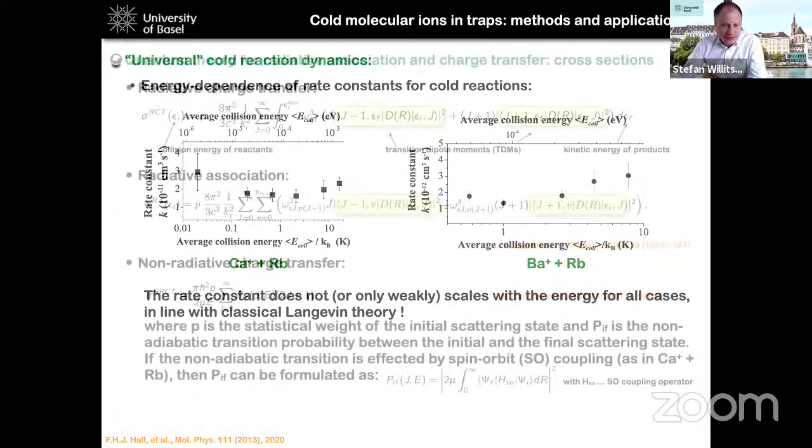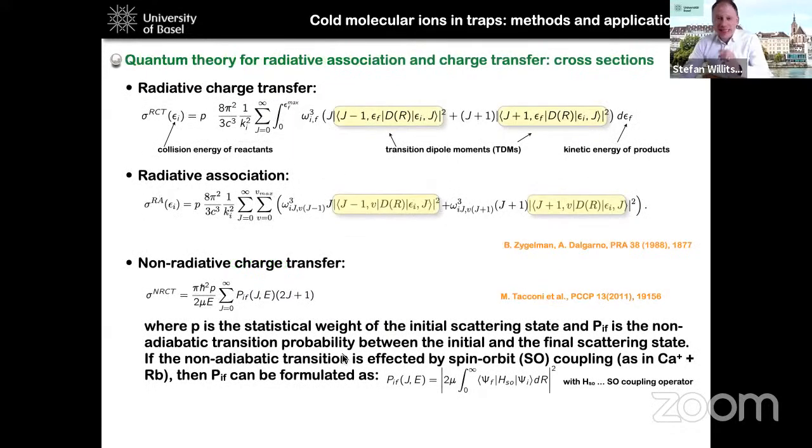So how can one understand this? One can understand this if one looks a bit closer into the quantum mechanics of these different processes that we are dealing with here: radiative charge transfer, radiative association, and non-radiative charge transfer. It can be shown that the cross sections for these processes, and this is essentially discussed in this seminal paper by Dalgarno and Siegelman here, can be cast in expressions like this.